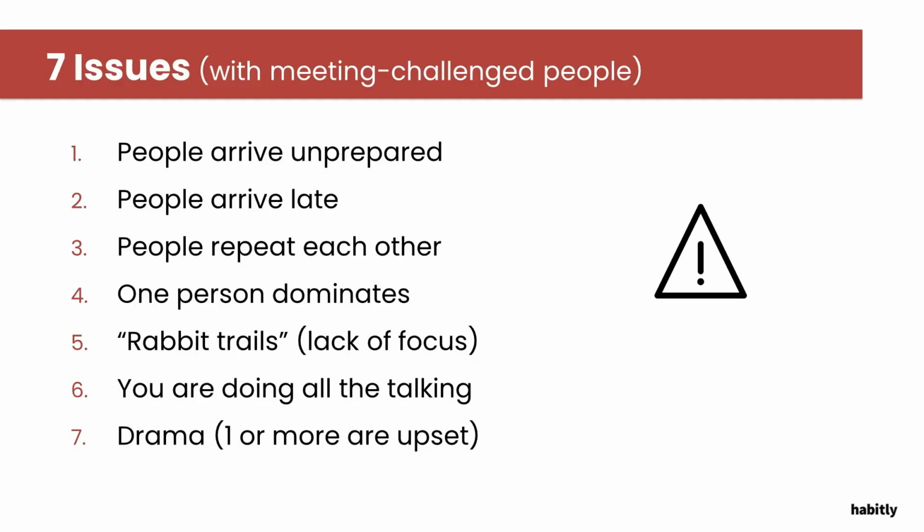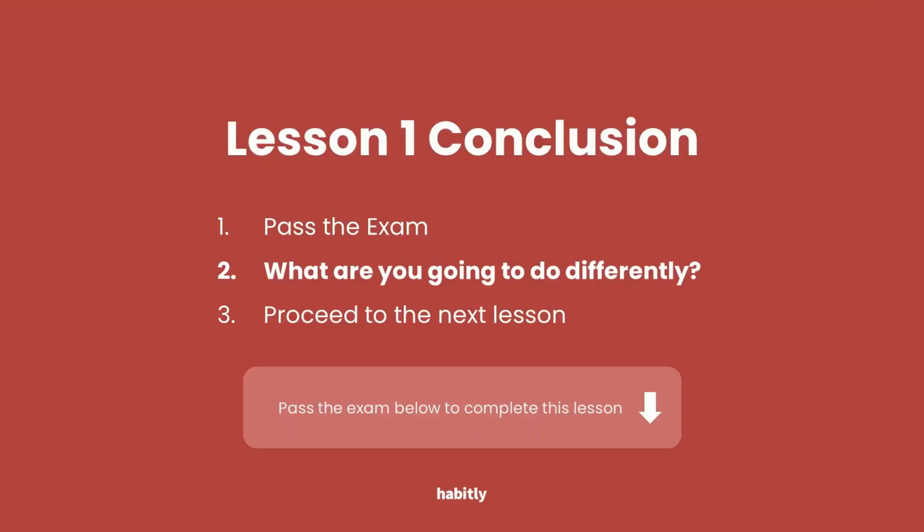So these are the 7 issues that can happen with meeting challenged people. People arrive unprepared. They arrive late. People repeat each other. Number 4, one person dominates. Number 5, rabbit trails, lack of focus. Number 6, you're doing all the talking. And number 7, there's drama, usually unnecessary drama. One or more are upset. These are the meeting master tips.